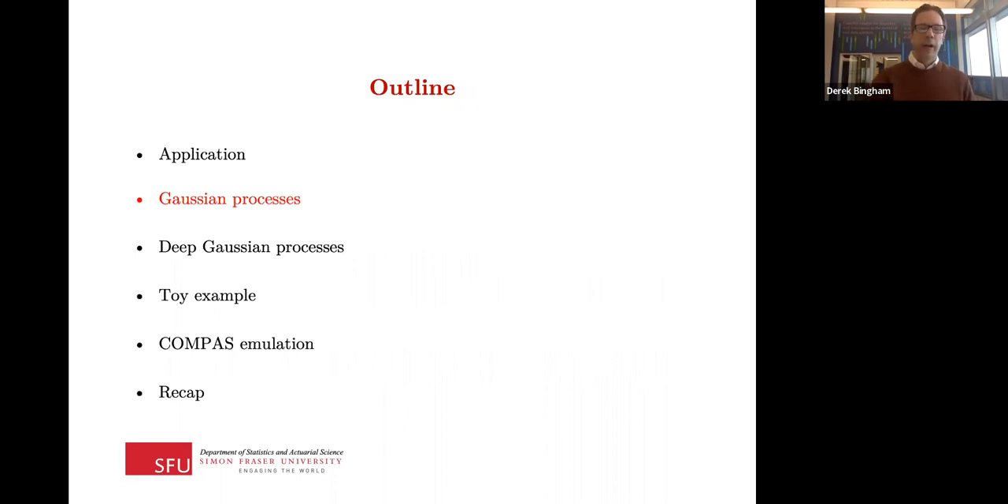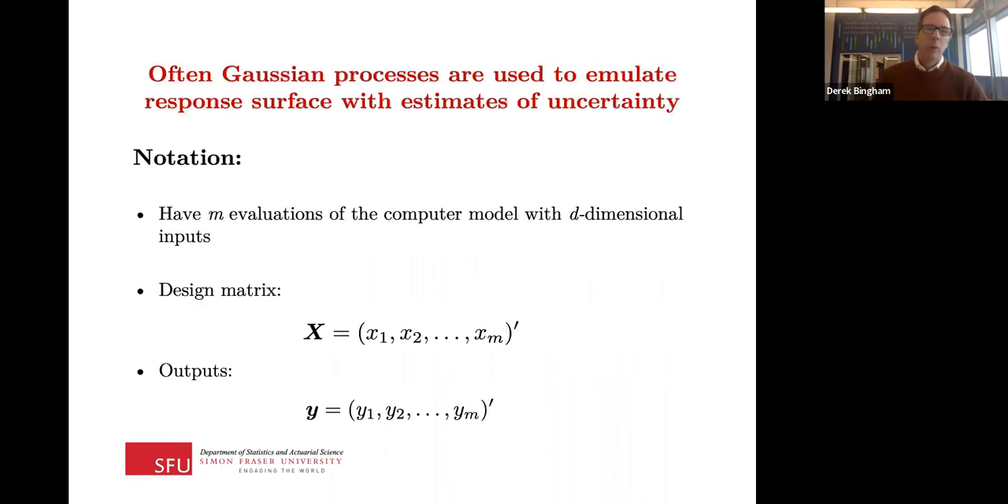Okay, so next, Gaussian processes. Gaussian processes are often used to emulate computational models, or deterministic computer models, as a function of the inputs. Suppose we have M model evaluations or simulations with a d-dimensional input. We have a design matrix X. So X1, for instance, is a d-dimensional input, X2 is a column vector, X2 similarly through XM, and we have scalar outputs. Of course, we don't necessarily have to have scalar outputs. We can have multivariate outputs or functional outputs and so on.